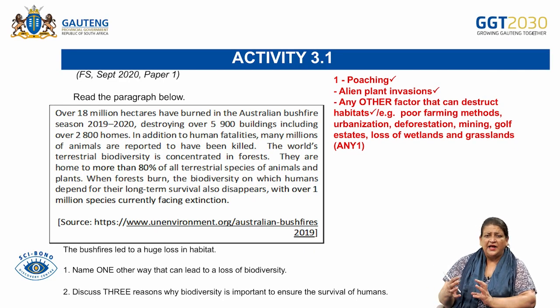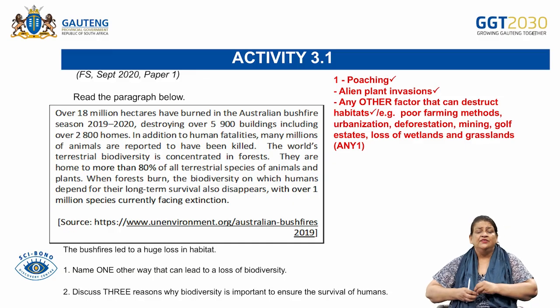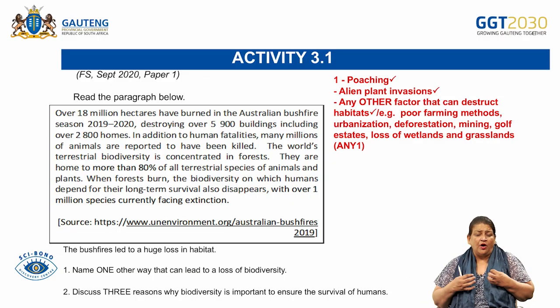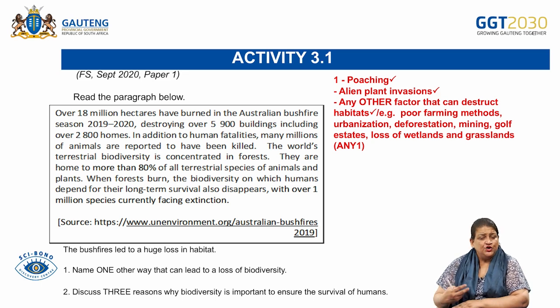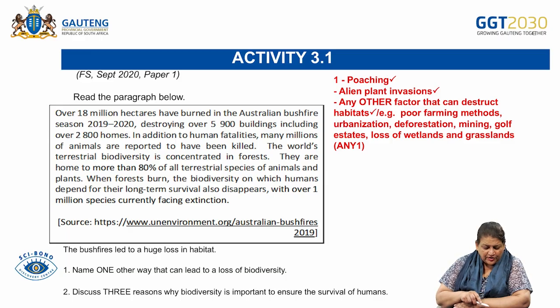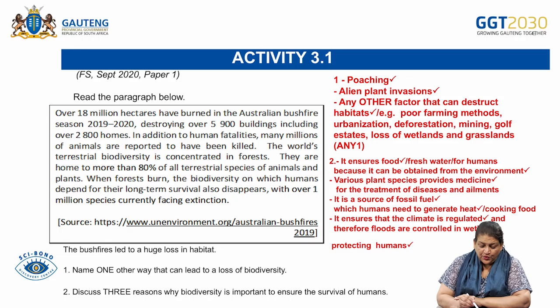When other plants that come from another area are introduced into your area, they will grow so fast that they will rob your indigenous plants of water, killing them. So you're going to reduce your biodiversity. Now name 3 reasons why biodiversity is important for survival of humans. It gives us food. It gives us medicines. It forms part of our fossil fuels for energy. We need plants, we need wood to burn the fire for cooking. And it also gives us oxygen.